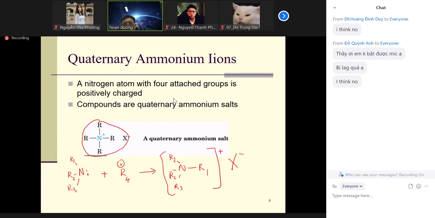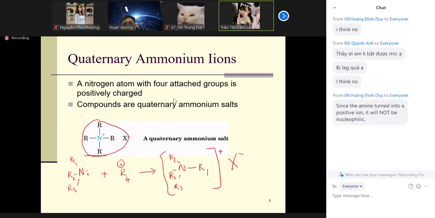Cẩm Lệ có ý kiến gì không? I think no, because the amine has one lone pair on nitrogen, so it has basicity and nucleophilicity. Okay, yeah, you're right. So we can pay attention here.